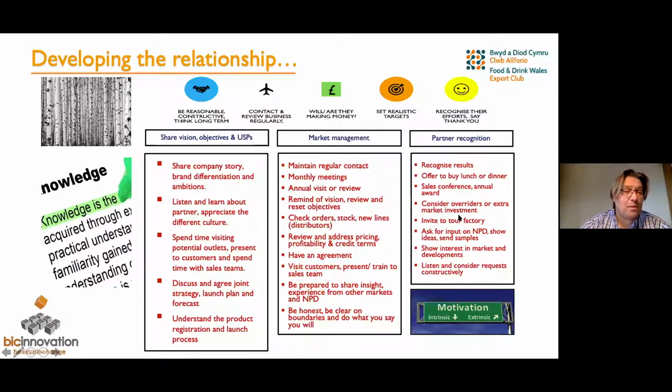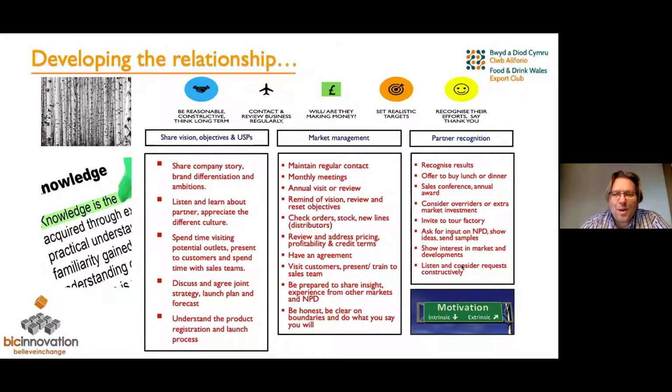But also, if people are doing well, recognize it. That doesn't necessarily mean that you have to give them a 5% override or a 10% overrider. It can just be simple things like taking them out for lunch, or taking them out for dinner, or celebrating a birthday, or recognizing their effort through an award that you give. But you can consider things like overriders. You could even put into the mix extra marketing investment if they've done well.